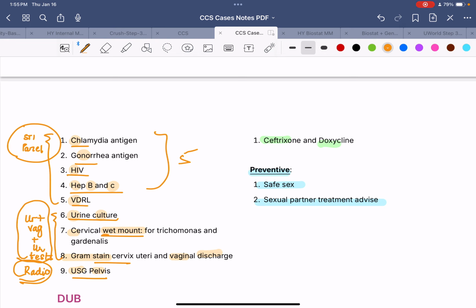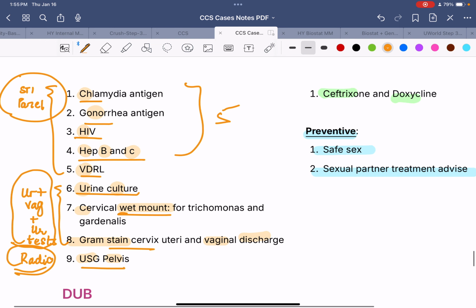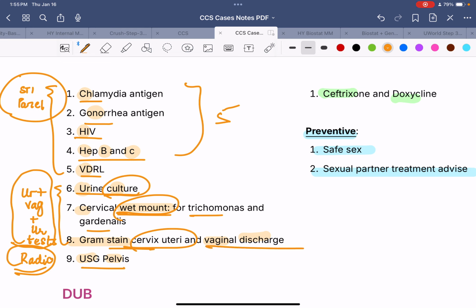Next off, in the urine and the vaginal testing, you can do a urine culture as well as the gram stain, a cervical wet mount specifically for trichomoniasis, along with bacterial vaginosis, Gardnerella vaginalis, and you can also do a gram stain of the cervix uteri as well as the vaginal discharge.